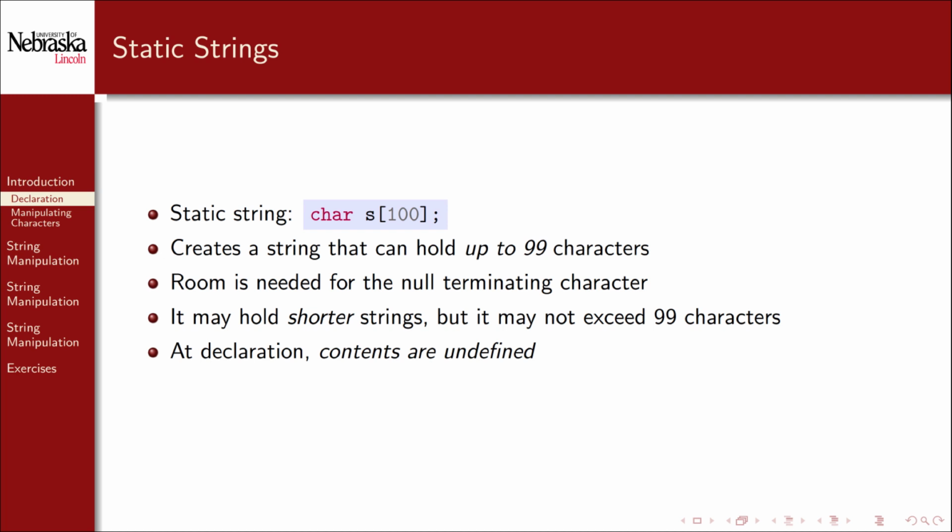As with arrays, there's no guarantee on the contents of this array at declaration. Consequently, it may not be null terminated. Technically, the C standard doesn't even consider this a string, but simply just a character array. C only considers something a string if it's properly null terminated.